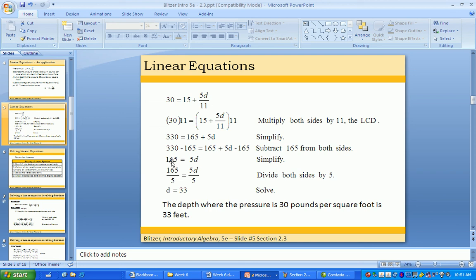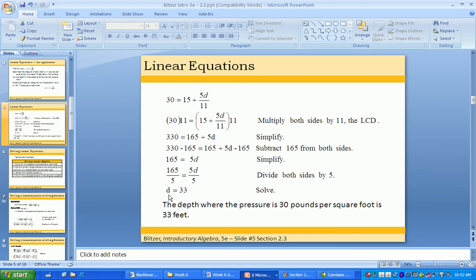Now we have to isolate the D. We isolate the D by dividing by 5 on both sides. 5D divided by 5 is equal to 1D, or D, and 165 divided by 5 is equal to 33. So now we have the solution. D is equal to 33 feet.